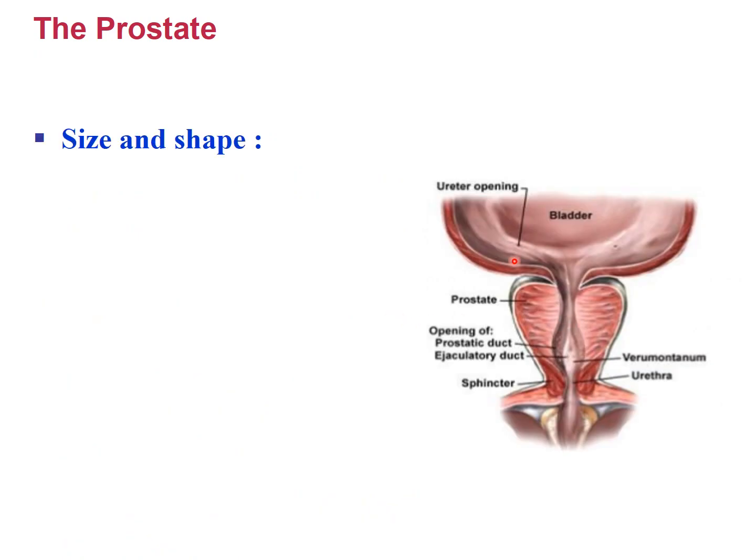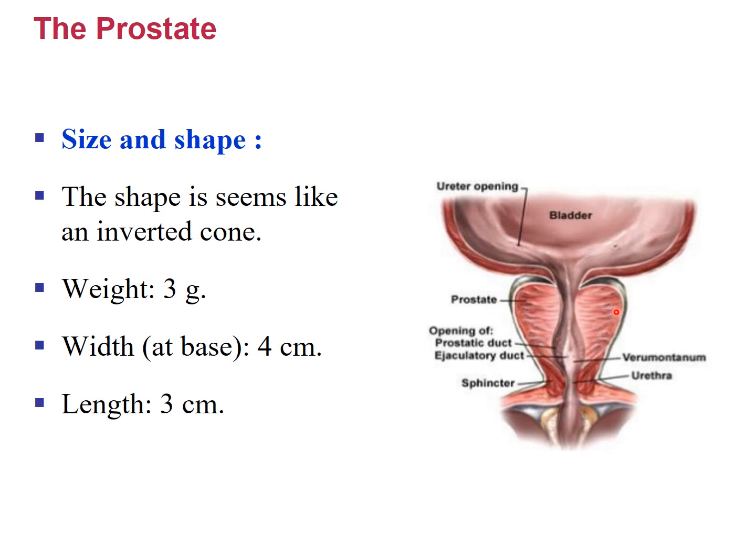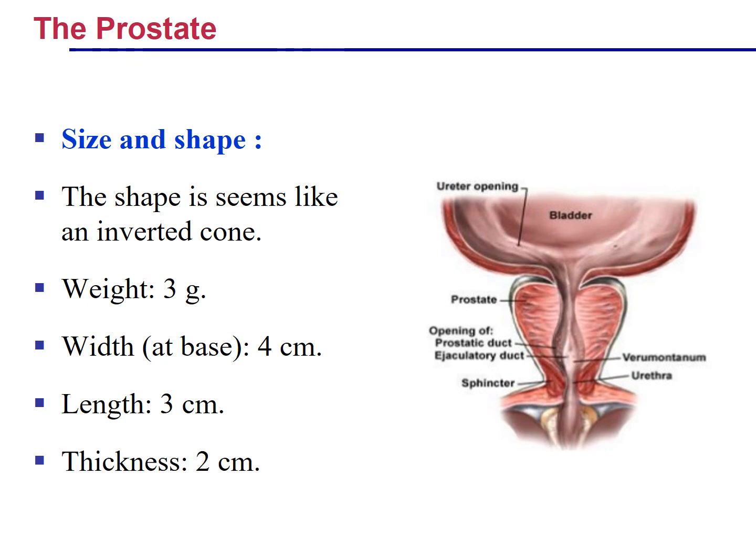Now coming to the size and the shape of this prostate gland. If you see the shape of this prostate gland, it is an inverted conical shape. Here we have the base, here we have the apex. The weight of this gland is about 3 grams. Width at the base is 4 centimeters. Length is 3 centimeters and thickness is 2 centimeters.